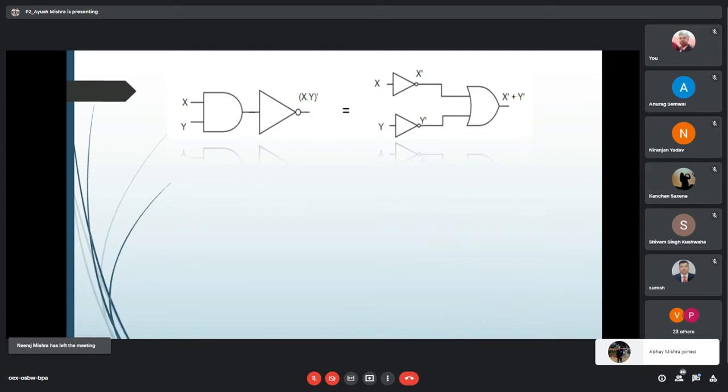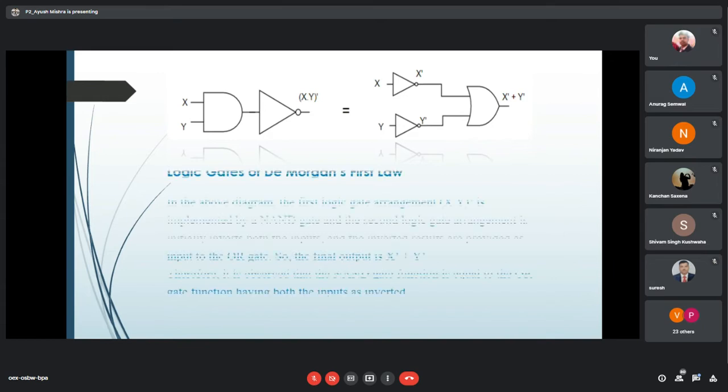Okay, so this right here is the representation of De Morgan's theorem using logic gates. The first one on the left is x y dot, that is the AND gate, which is then complemented by the NOT gate, x y bar. And the second is x bar and y bar using the NOT gates for the inputs, and then the OR gate, that is x bar plus y bar.